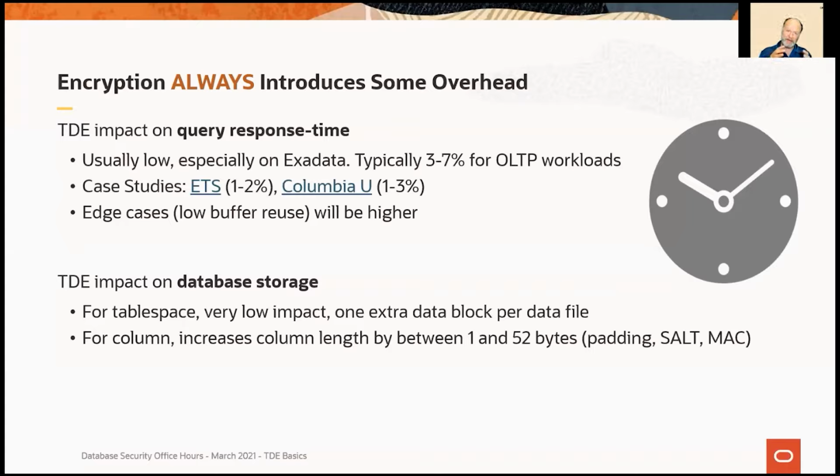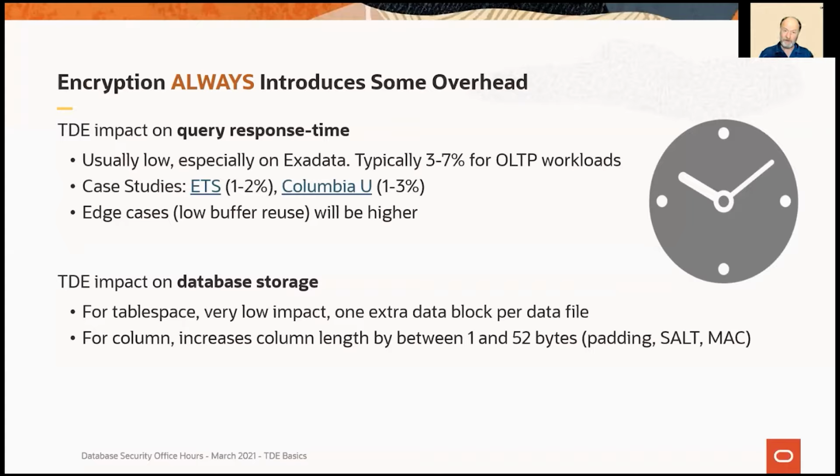to pad every column you encrypt with some additional data to handle the encryption information and to make sure that you can't just do analysis on the length of the column to figure out what the values are. That padding is going to increase the length of the column between 1 and 52 bytes. It'll include the padding, a salt for the encryption, and an optional message authentication code, an integrity check.